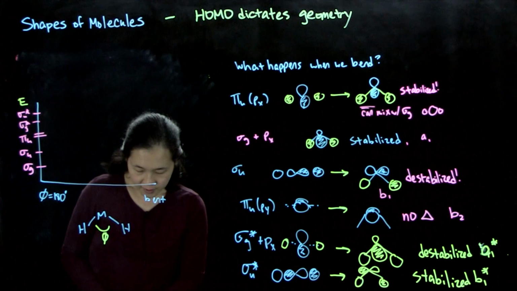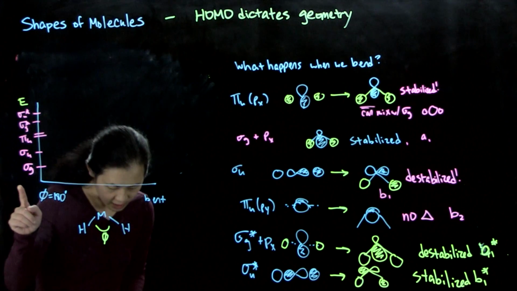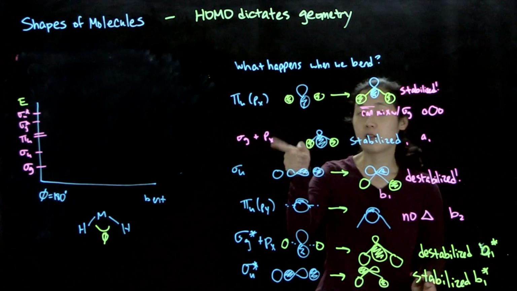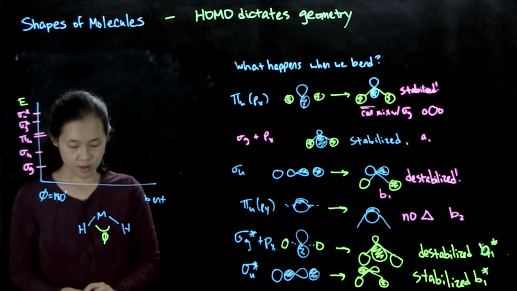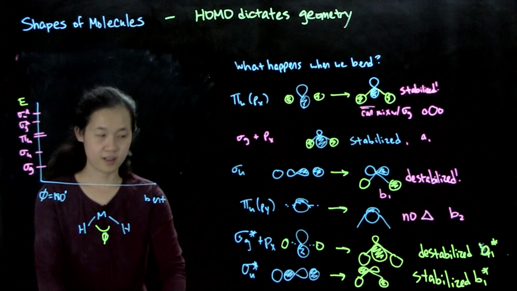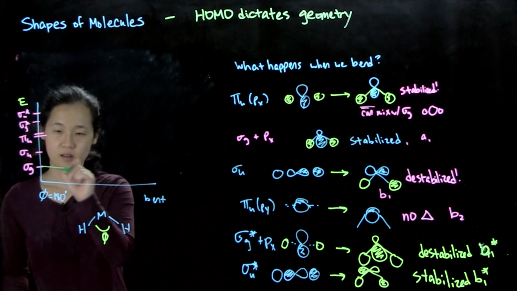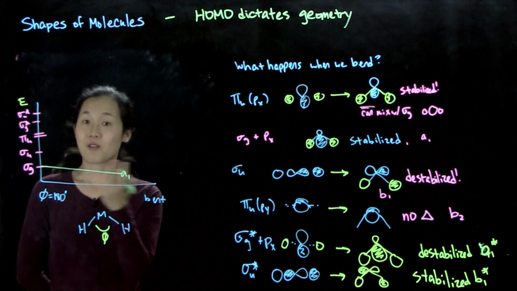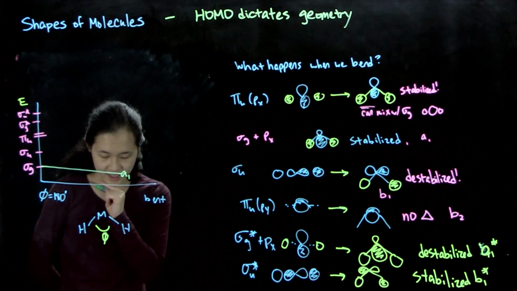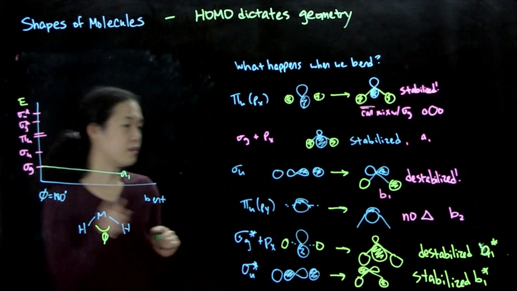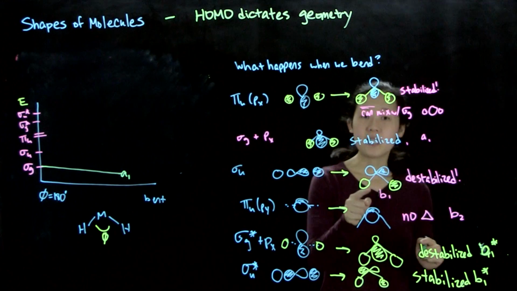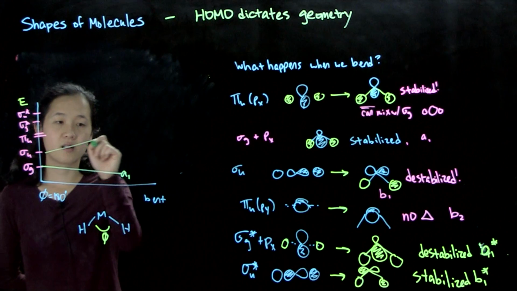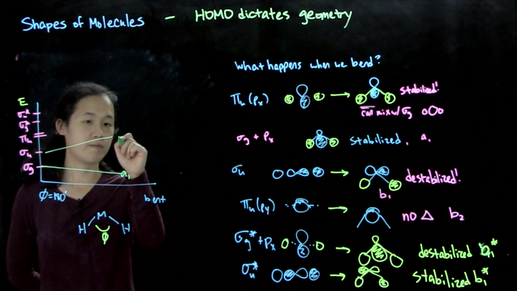So first of all, we know that our sigma G was overall stabilized due to mixing. So we could draw kind of a line. Let me change color. Again, there's no quantitative value here, but we can kind of see. And then our sigma U bonding was destabilized upon bending. So this has to go up in energy, and this became our B1.